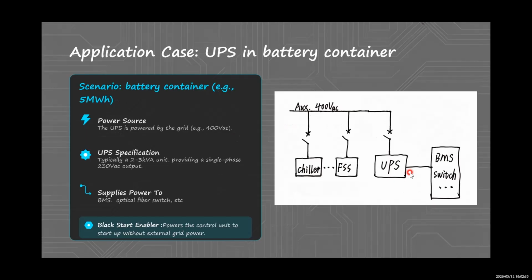Typically, it's the same specification as the UPS inside a PCS. It's a 2 to 3 kVA unit, also providing a single phase 230 volt output. Also, this UPS can support black start functions for battery containers for the critical load, BMS, and optical fiber switch.